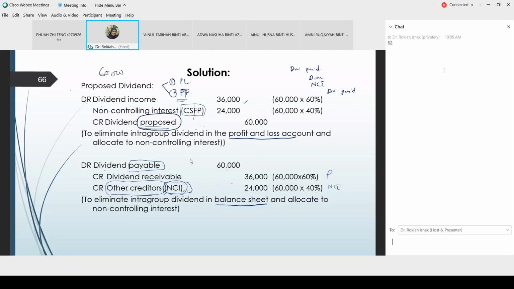Okay, so any questions that you have for this one? For the proposed dividends and dividend paid? Any questions for this one?